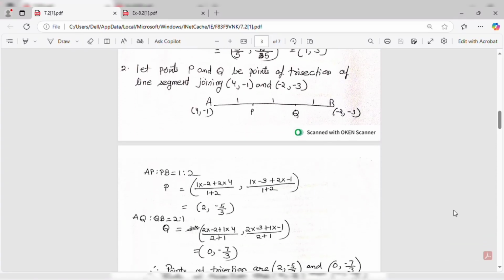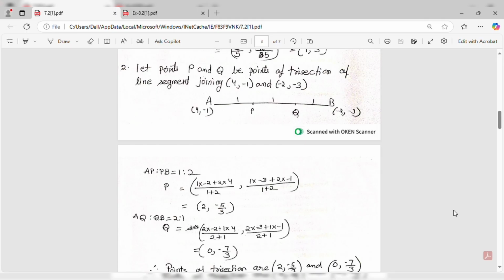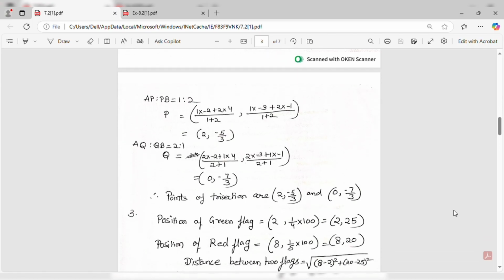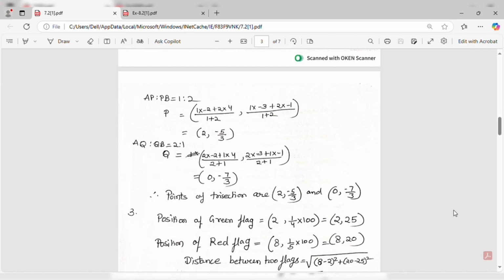Question number 2. Find the coordinates of the points of trisection of the line segment joining (4, -1) and (-2, -3). Let P and Q be the points of trisection. So to find P, we will consider the ratio 1:2. So P would be (1 into -2 plus 2 into 4 upon 1 plus 2, 1 into -3 plus 2 into -1 upon 1 plus 2). So the coordinates of P would be (2, -5/3).